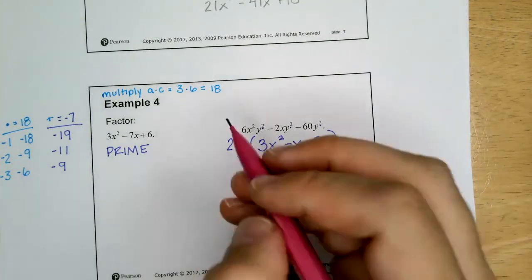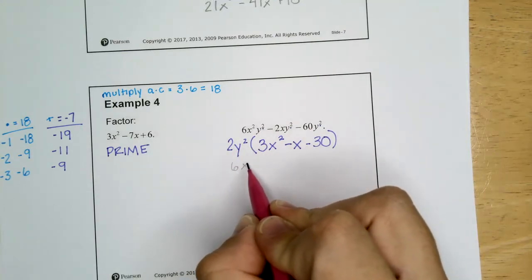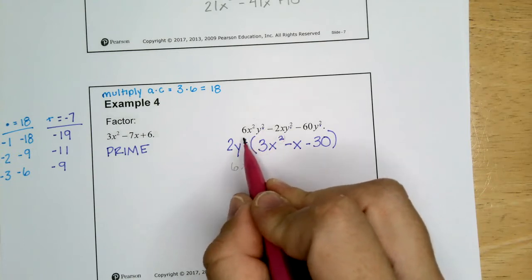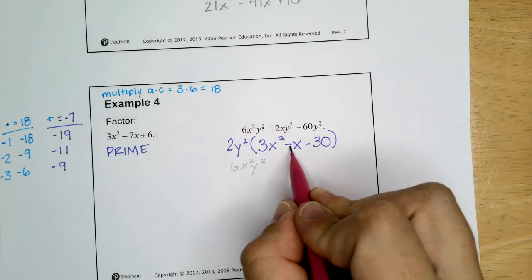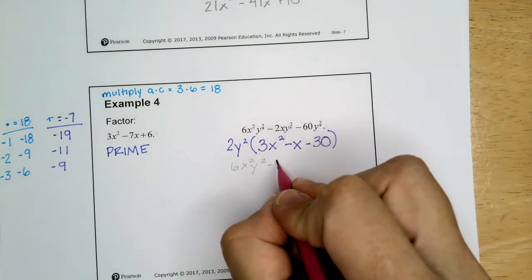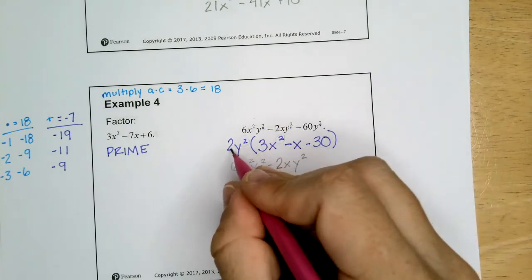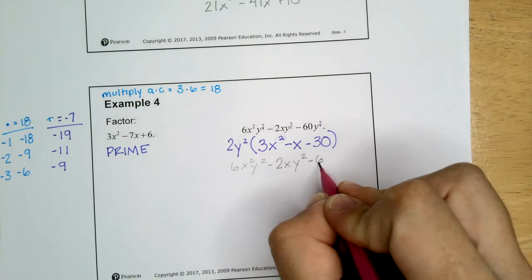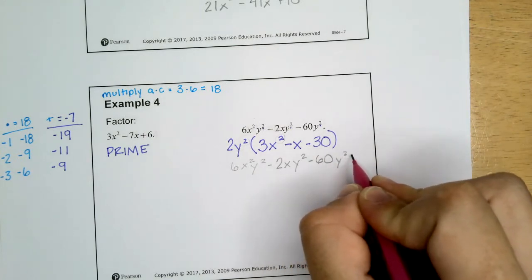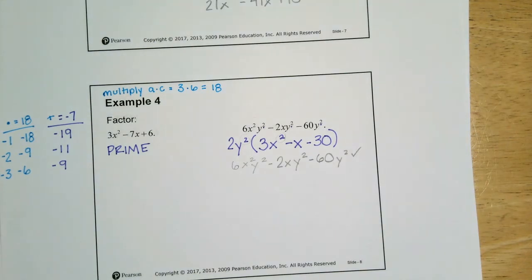Let's just make sure. 2 times 3 is 6, x squared, y squared. 2 times -x is -2x with the y squared. 2y squared times negative 30 becomes negative 60y squared. Okay, and that's what we had up there. So that's good. We factored out the greatest common factor.